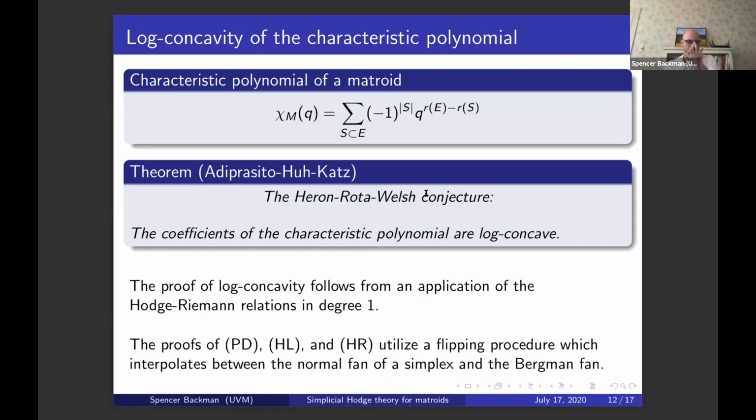So the proof of log-concavity in the end followed from a nice application of these Hodge-Riemann relations in degree 1. Okay, so I'll remark that the proofs of this Kähler package, this Poincaré duality, Hard Lefschetz and Hodge-Riemann relations utilize a certain flipping procedure, which interpolates between the normal fan of a simplex and the Bergman fan of a matroid. And this was inspired by some earlier work of McMullen on the polytope algebra. This was the work of Adiprasito, Huh, Katz.